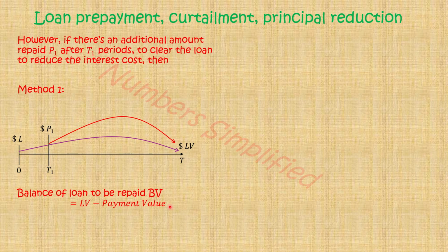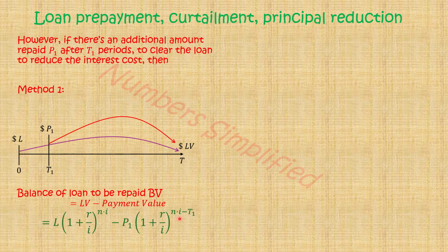So now if we consider the formula, we know LV is given to be L times (1 plus r over I) raised to the power NI, minus the payment value. So we paid P1, but that P1 is going to accumulate some interest for the period that is left. So that's why we have NI.